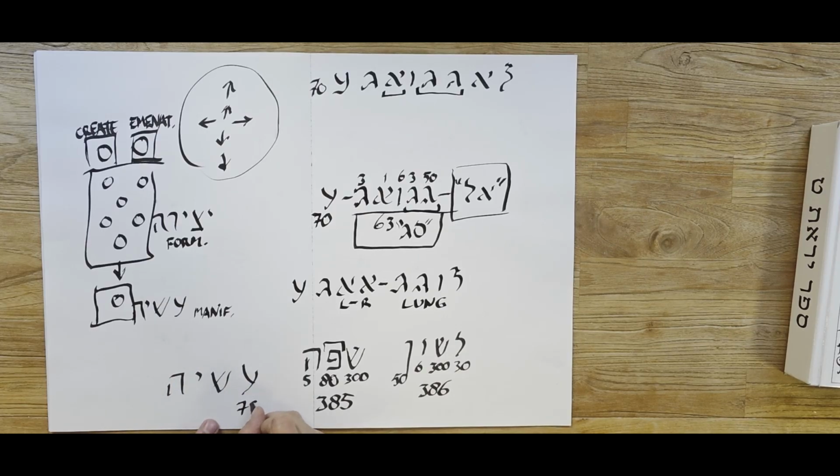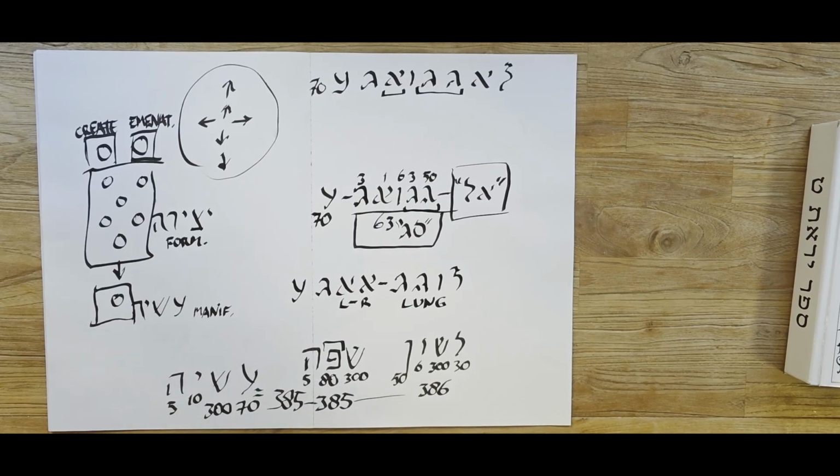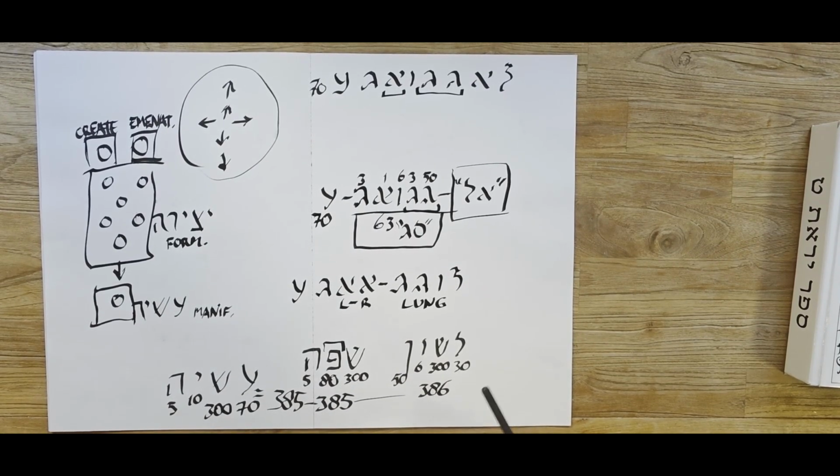Asiya. So the 70, 300, 10, and 5 is 385. And Hashem clearly makes us see where we manifest language. Okay, so I hope that was helpful.